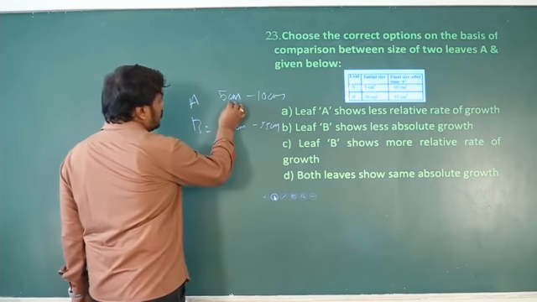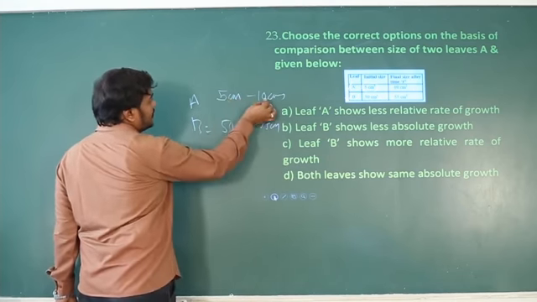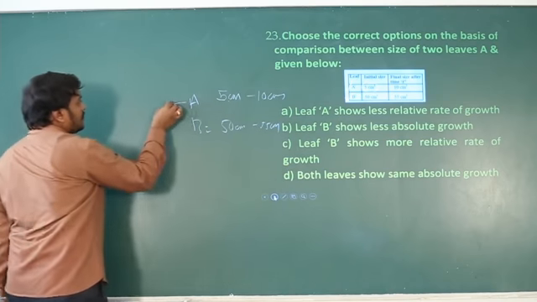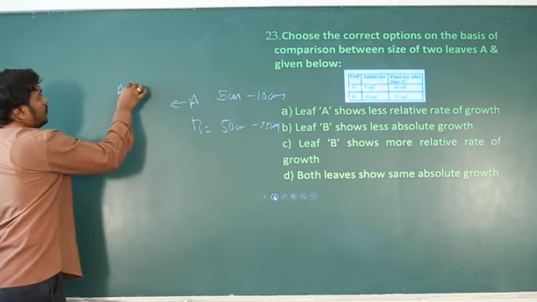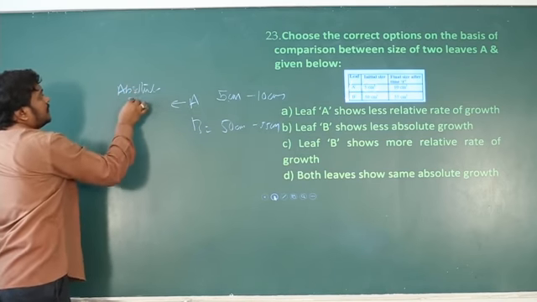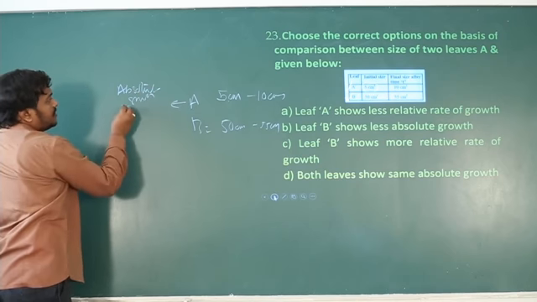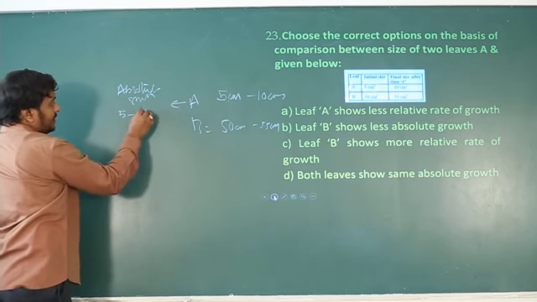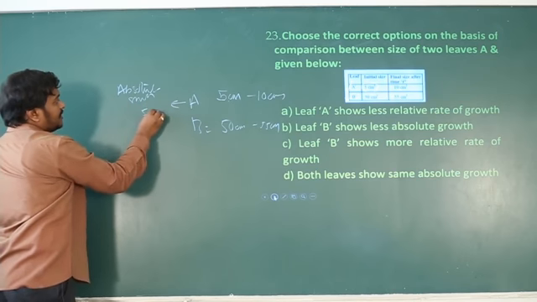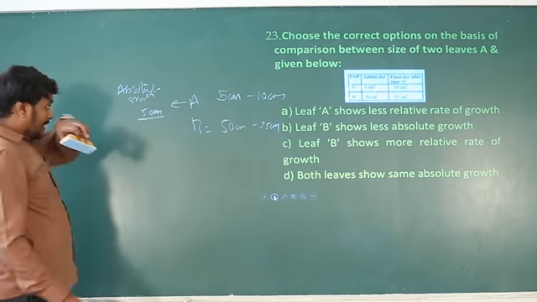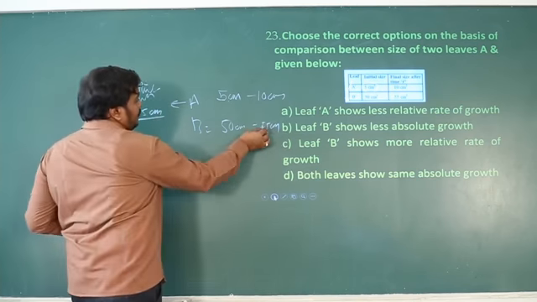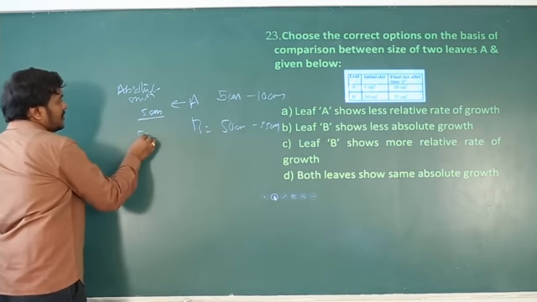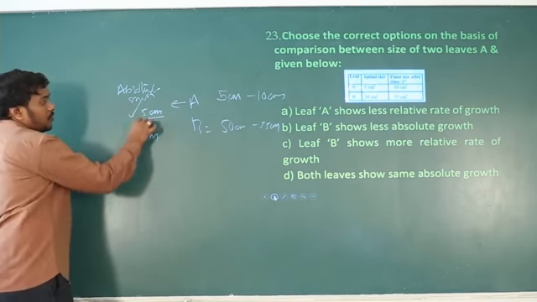Absolute growth: how much has it increased? In case of A, the absolute growth is only 5 centimeter. It increased from 5 to 10, so the difference is just 5 centimeter. So 5 centimeter is the actual growth. Here in this case, the final size is 55. So here also, absolute growth is the same in both cases.